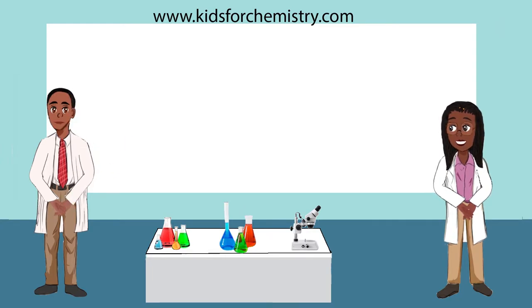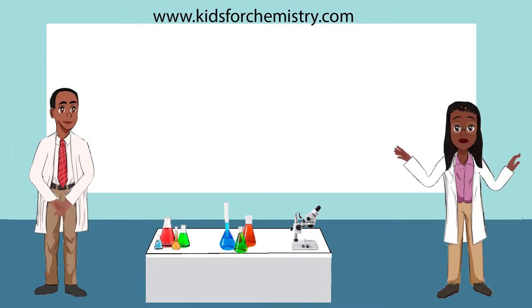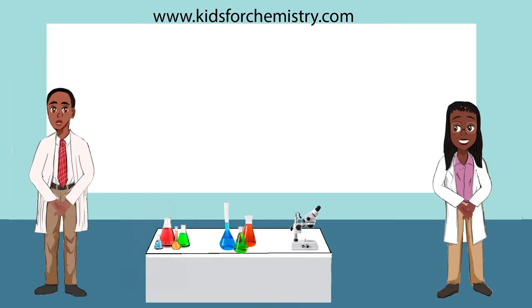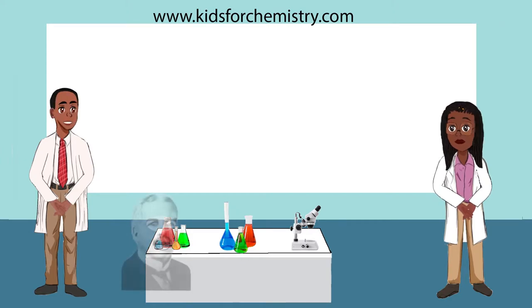Today, we want to explain to teachers about more benefits of using the Kids for Chemistry program that will allow their students to learn chemistry much easier. We are going to talk about Lewis dot diagrams. And we have a special guest today, the inventor of Lewis dot diagrams himself, Gilbert Newton Lewis. He is famous for discovering covalent bonds and the concept of electron pairs.